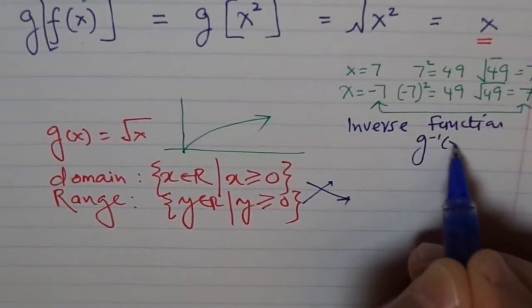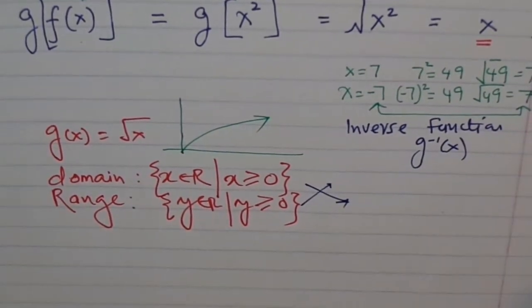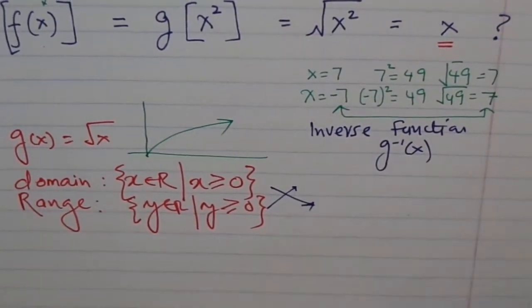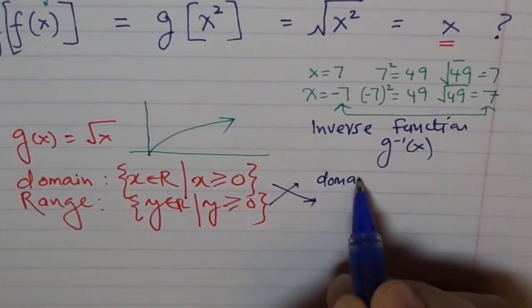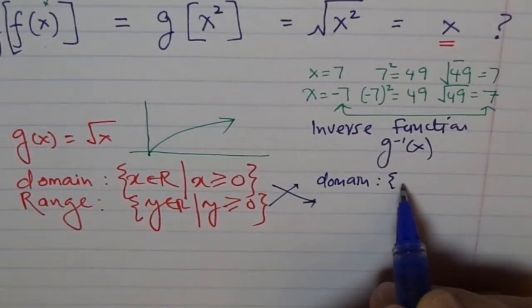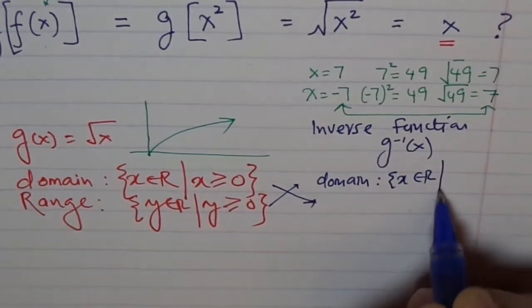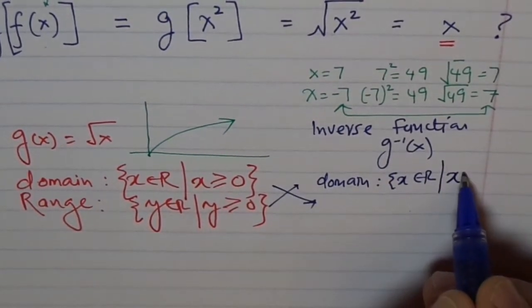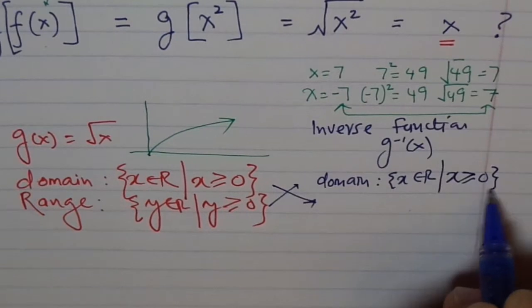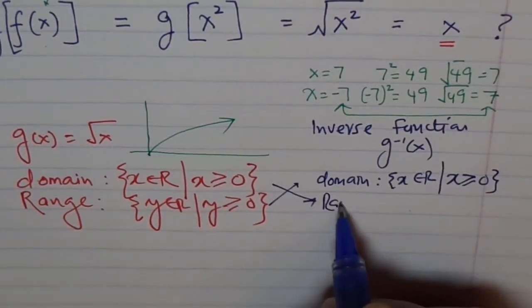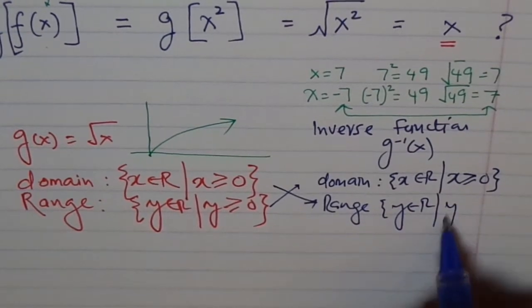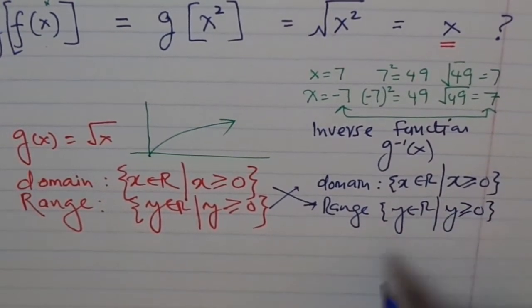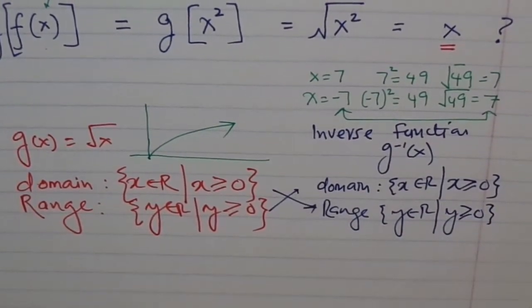What I'm trying to say is g inverse of x will have a flipped domain and range. So we are expecting a domain of x belongs to real numbers where x is greater than or equal to 0, and range y belongs to real numbers where y is greater than or equal to 0. Well, looks similar kind of, okay.